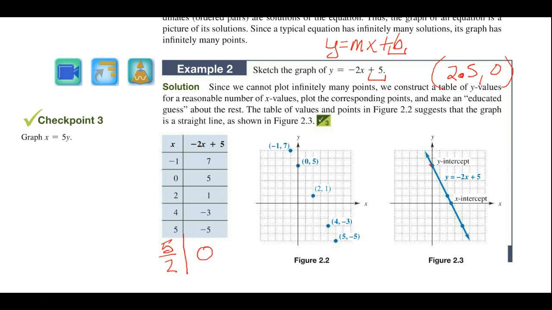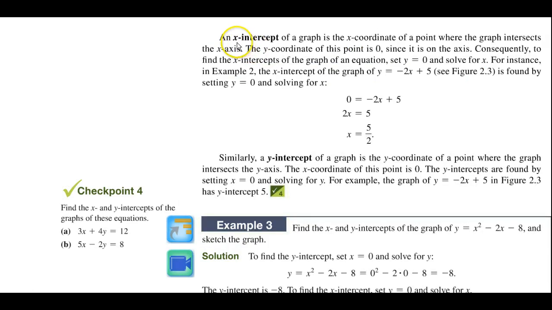Okay, a couple of things. And in here they are describing the x-intercept, that if you put y as a 0 and you solve for x, it was 5 over 2. And we've already mentioned the y-intercept, which is our b value there.